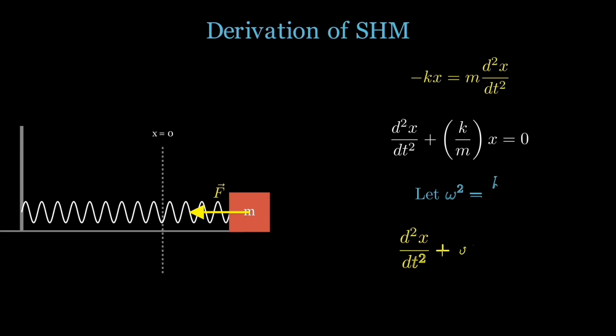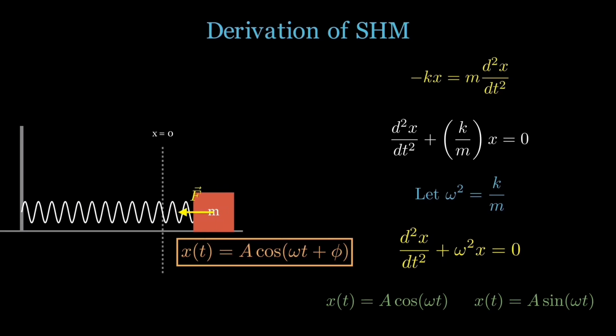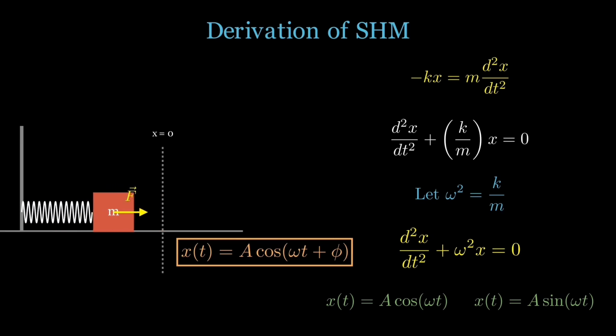To simplify this, we let omega squared equal k over m. This gives us our final form, the second derivative of x plus omega squared times x equals 0. The solution to this equation describes the position of the mass at any time, t, usually written as x of t equals A times cosine of omega t plus phi.